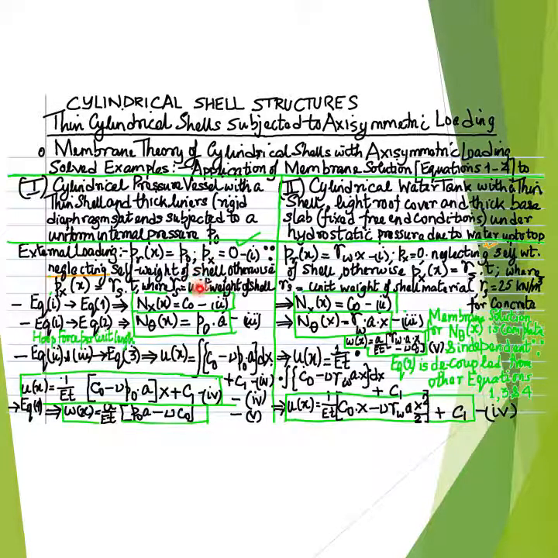Otherwise, if the self weight of the shell is not negligible or is not neglected or ignored, then the external axial load or the external longitudinal load Px acting on the thin cylindrical shell will be equal to the unit weight of the shell material, comma s, times the thickness t of the shell.